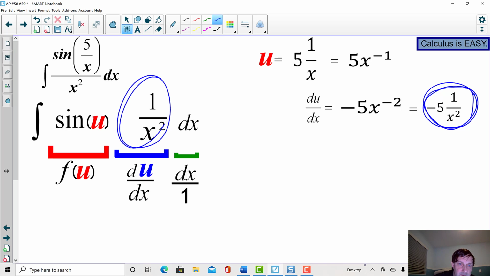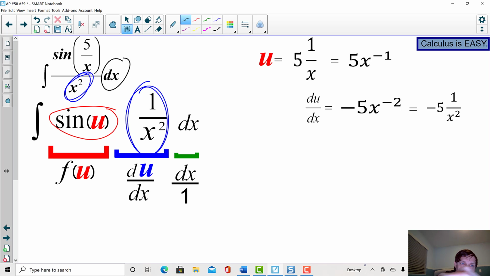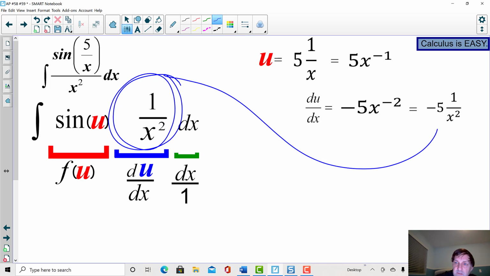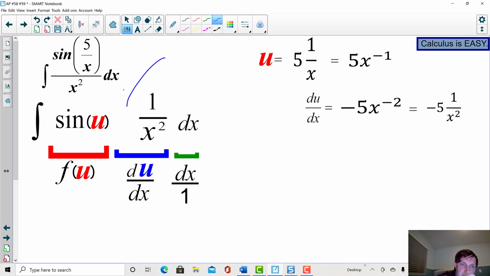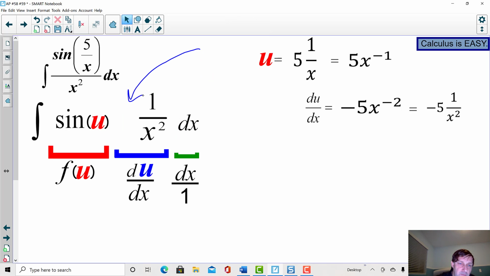We need that right here. Remember, 5 over x was our u. So that's how we're getting sine of u. The 1 over x squared is right here, and our dx is right here. So our du dx needs to be negative 5 times 1 over x squared. So we're just missing our negative 5. If I can get a negative 5 here, then I'll have my du dx sitting right there. So I want to put a negative 5 over negative 5 there. That's how I'm going to start.